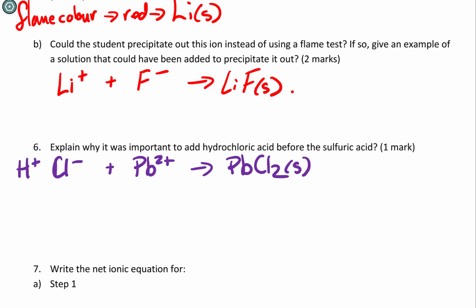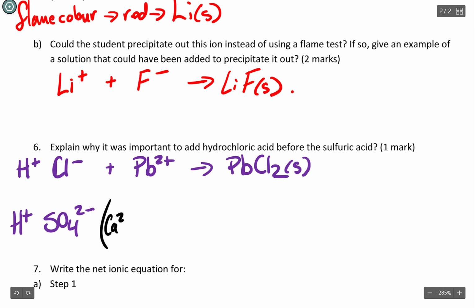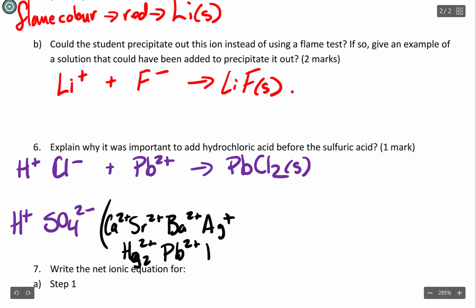Now, if I added sulfuric acid first, which is H plus and SO4 2 minus, let's check out what sulfate is insoluble with. Okay, sulfate is again insoluble with calcium, strontium, barium, silver, mercury, lead 2 plus, and radium. Now, that's not going to work at all.